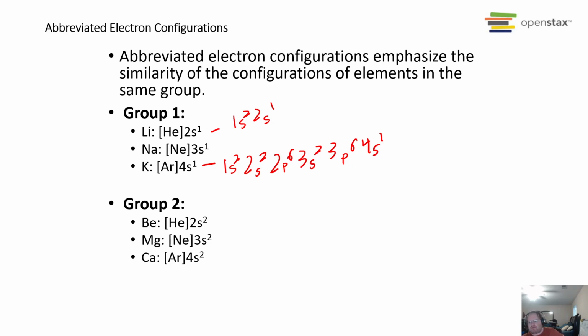Below that, group 2 is shown, and similarly, each of those atoms has a second electron that it has gained past the noble gas configuration, so it shows up as s2, with beryllium being 2s2, magnesium 3s2, calcium 4s2, with the noble gas written before it.